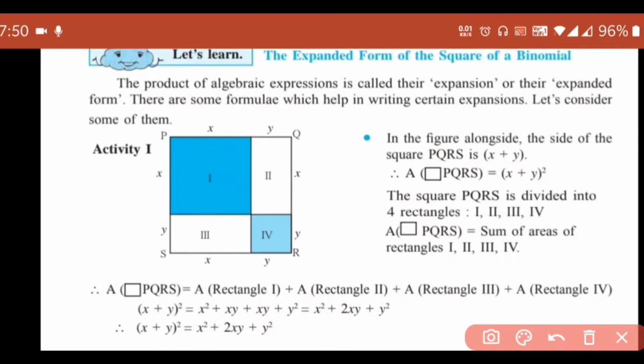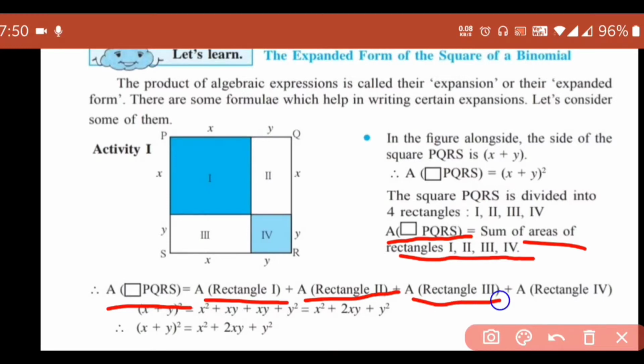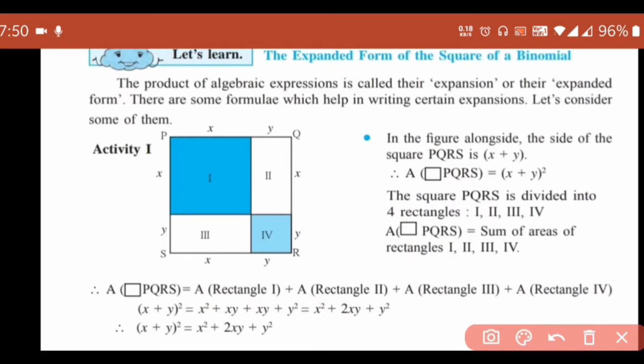So when we want to find the area of square PQRS, what do we have to do? We have to add the areas of rectangles 1, 2, 3, 4. So area of PQRS will be equal to area of rectangle 1, plus area of rectangle 2, plus area of rectangle 3, plus area of rectangle 4. Area of PQRS is equal to (x plus y) whole square, because area of a square is side square.